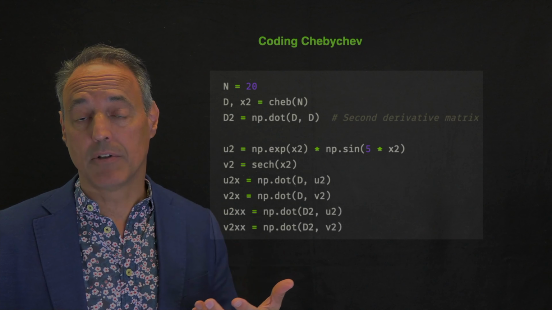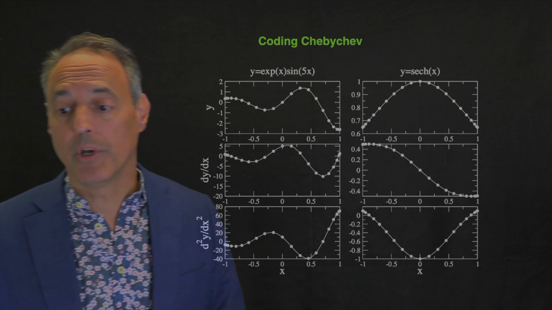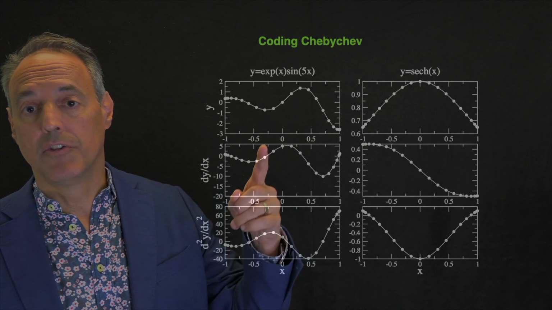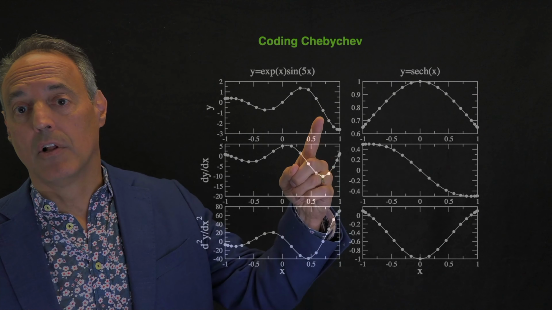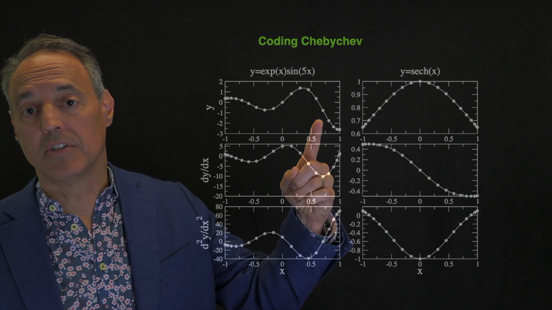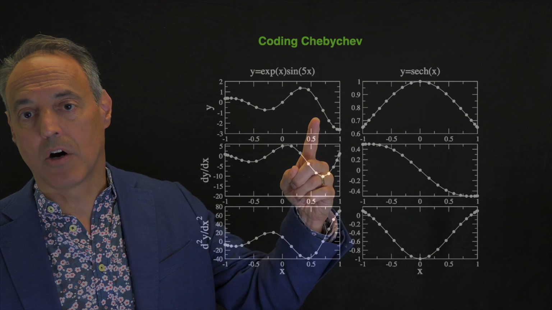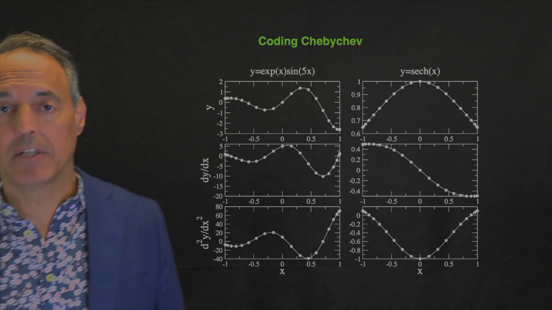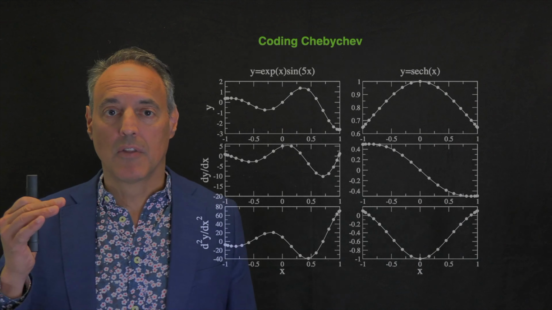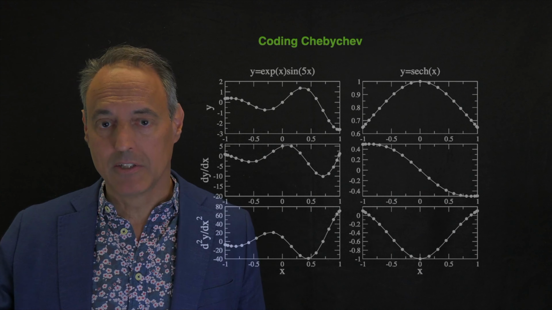So let's ask how it did. Here's how it did. What we're looking at here is the original functions, the derivative, and the second derivative. The solid line there is the analytic solution, and the dots are the approximations. Notice a couple things here. Notice there are no boundary conditions imposed. Okay? This is really important.